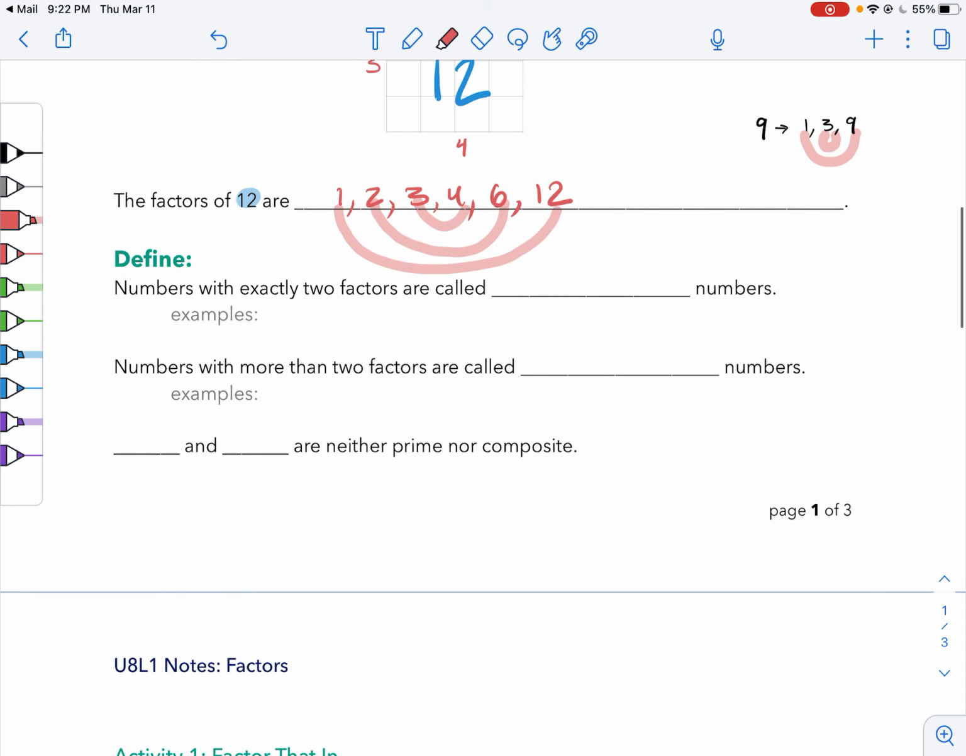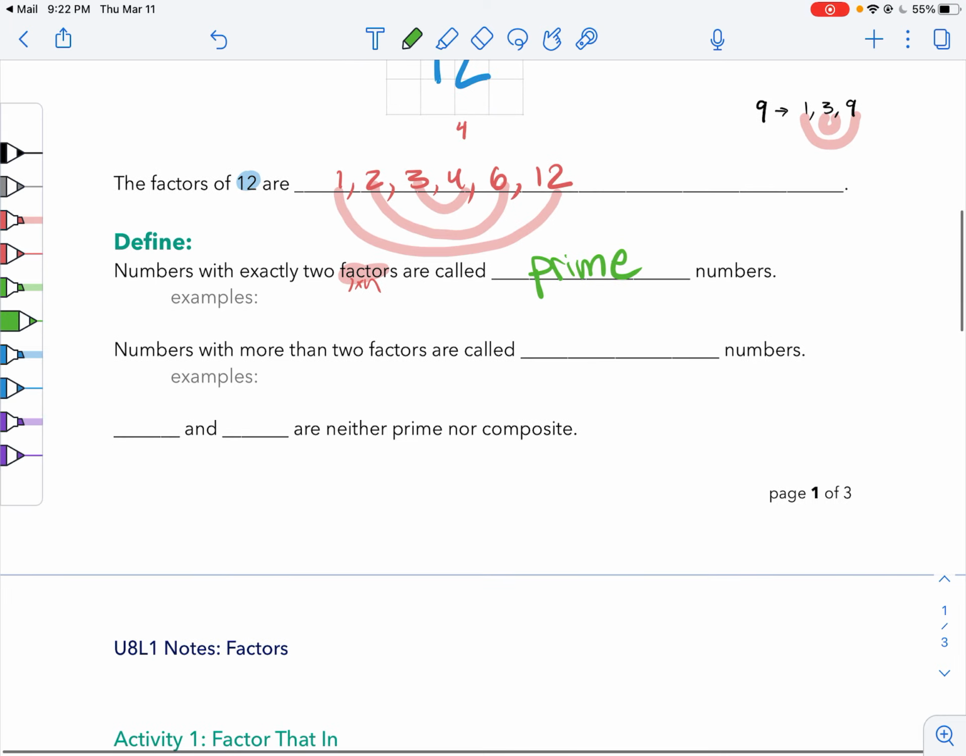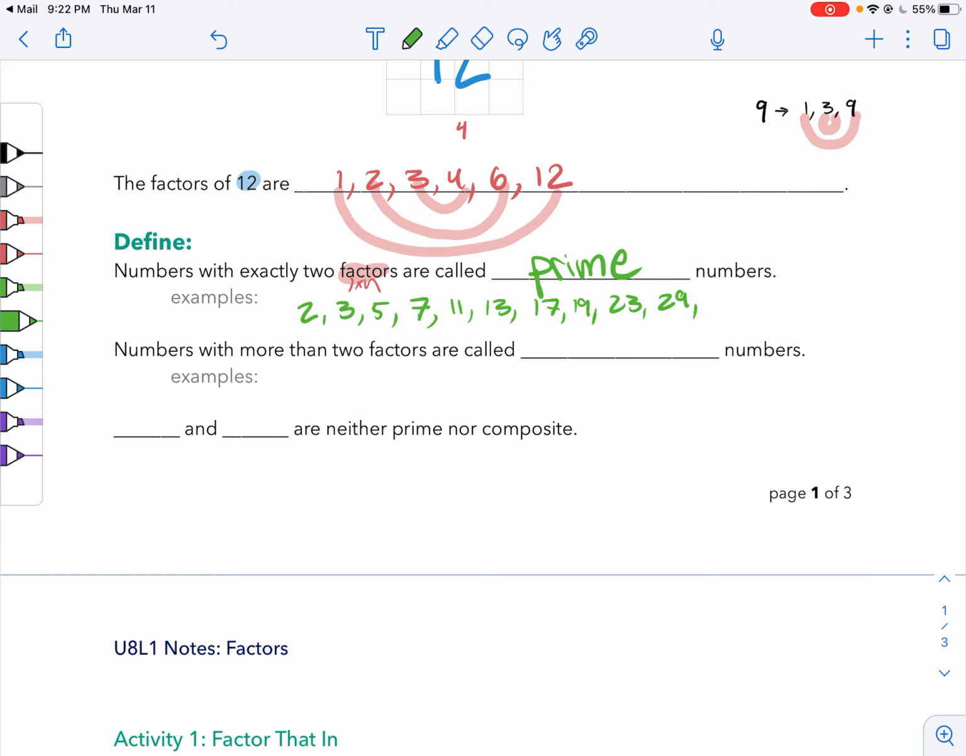Okay, next. Numbers with exactly 2 factors, we call these prime numbers because they're the best. Prime numbers' 2 factors are going to be 1 times whatever that number is. Numbers like this, we've seen them before, are 2, 3, 5, 7, 11, 13, 17, 19, 23. I could go on forever, but I will not.